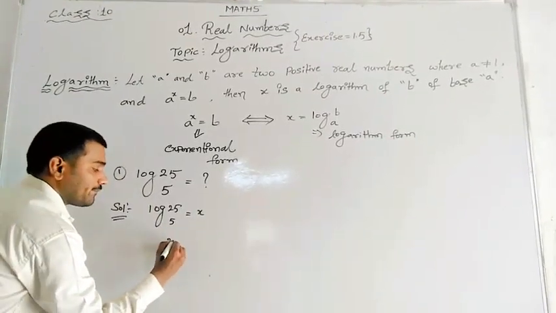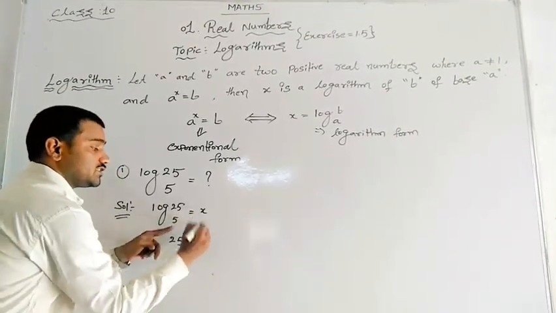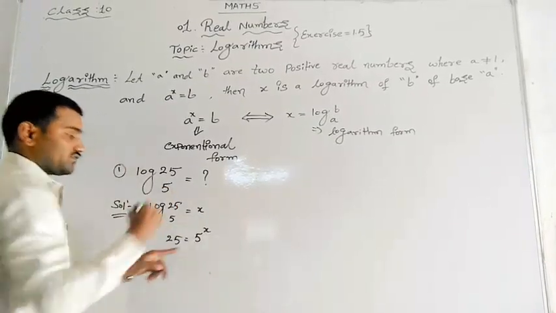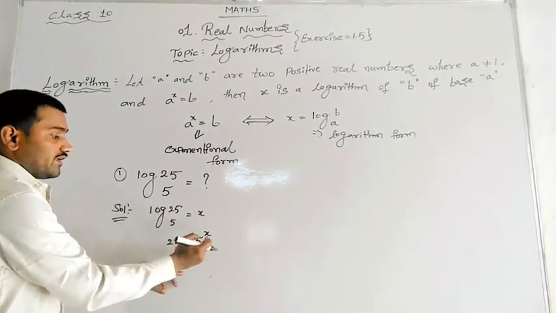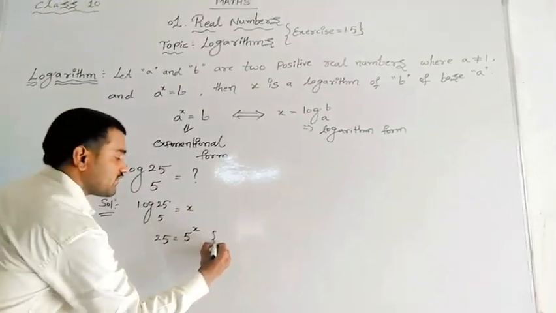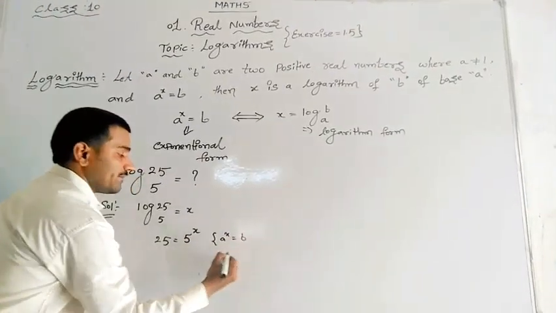Then this 25 is equal to 5 to the power of x. We can write it like that. See, it is in the form of a to the power of x equals b.